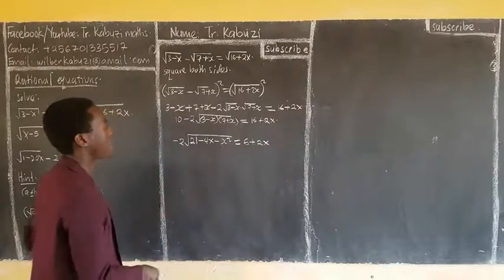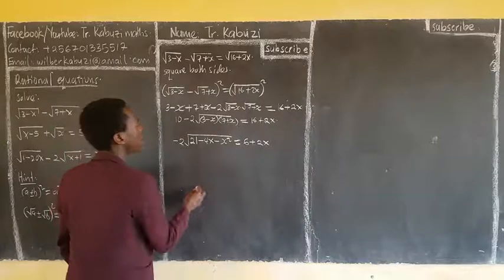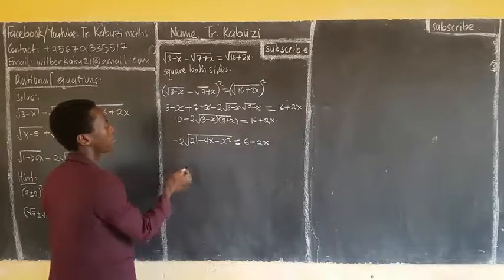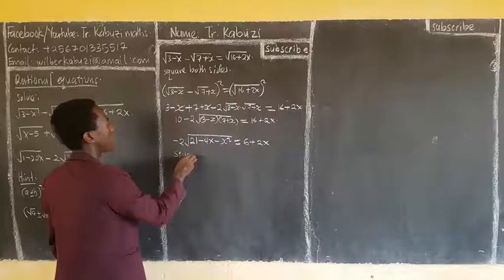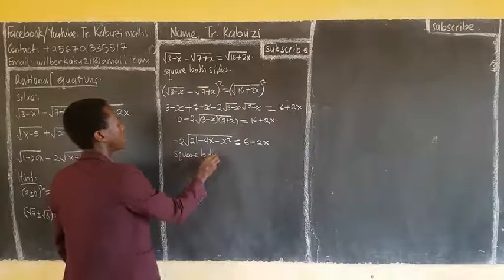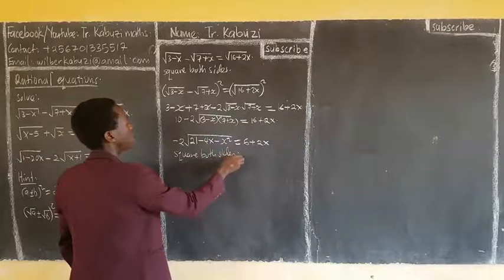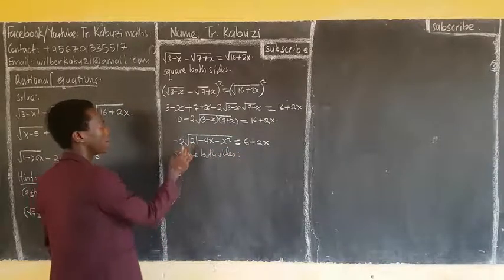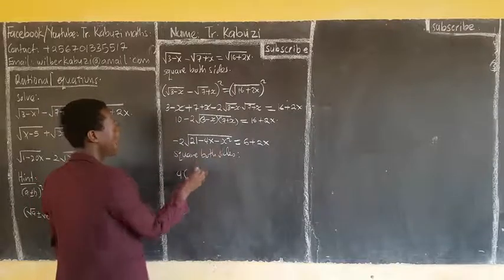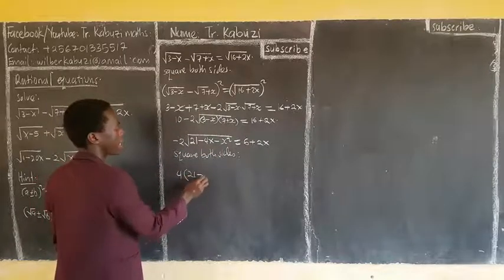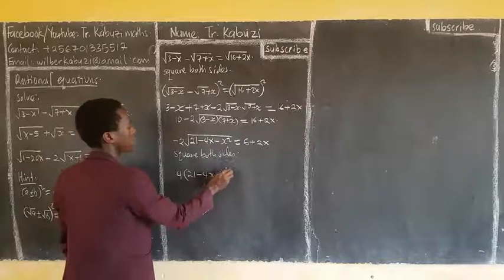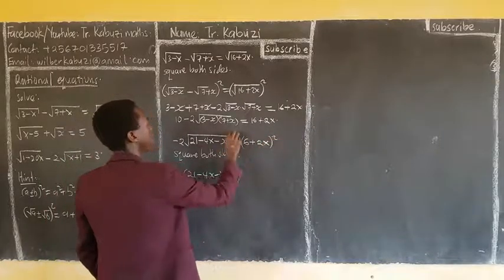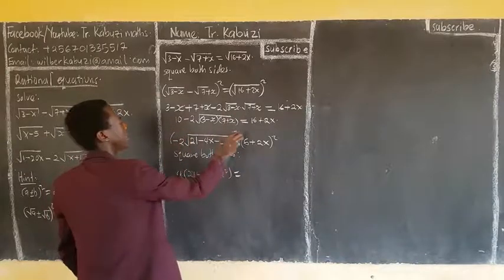Can divide through by 2. You see that will be adding now. Can divide through by negative 2, or from here we square both sides. If you square both sides, don't forget to square this. We shall have 4. When we square this now, it will vanish. We shall have 21 minus equaling 2. When I square this side, I'm also squaring this side.